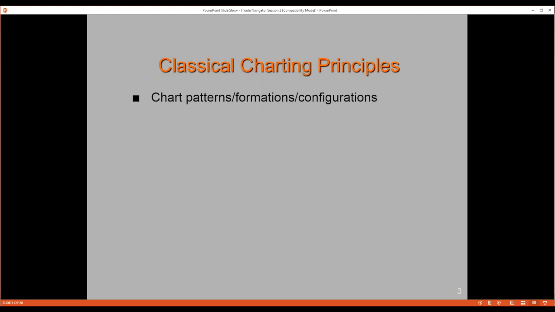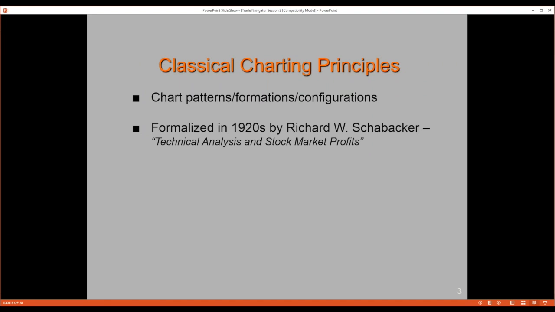What are classical charting principles? Well, they're really the chart patterns that we all hear about, the head and shoulders, the double bottoms, the triangles, and so forth. And those are the things we're really looking at: patterns, formations, configurations. I use all 3 terms interchangeably when I write about the markets. They all mean the same thing to me. It's basically geometric patterns that take place on a price chart.